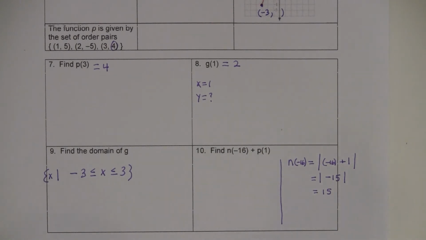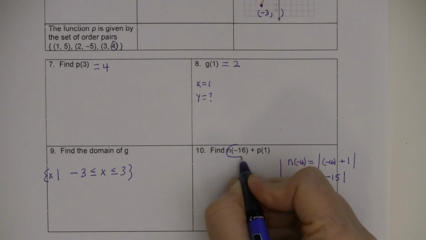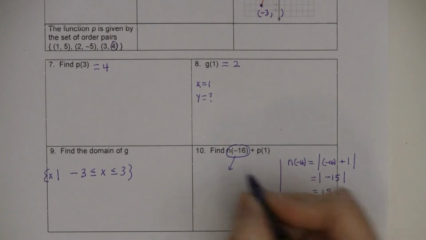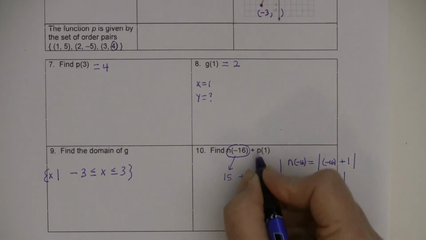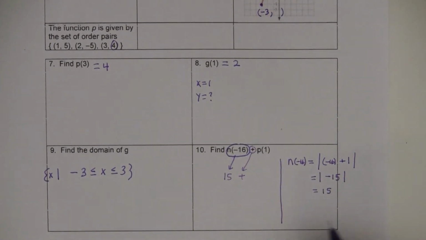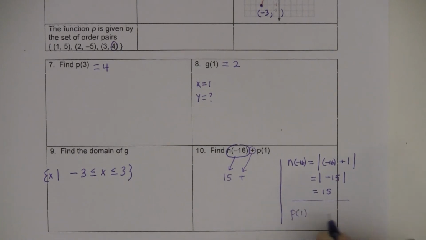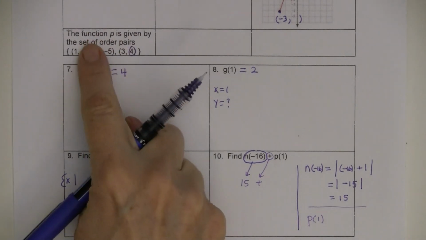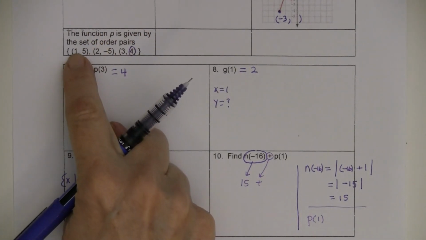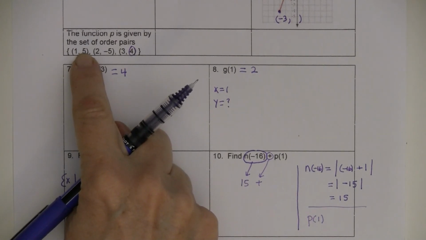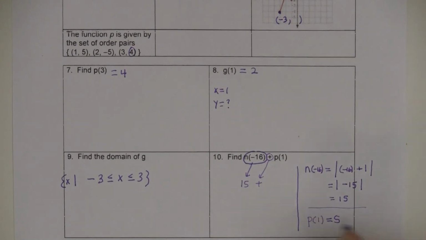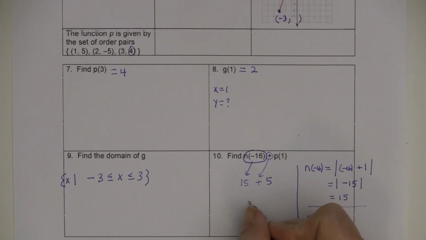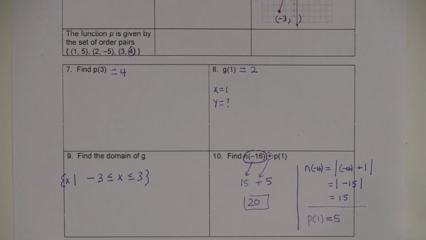And oh my goodness, you can imagine, because you're dealing with the same things at your house. So this right here is 15 plus P at 1. Now, P at 1 is way nicer and way lovelier than the N was, because the N I had to do work. But P at 1, all I have to do is go up here to the function that's called P. Here it is. Look where x is 1 and look at what the output is for the y value. It's 5. So this is 15 plus 5 is 20 is the answer there.